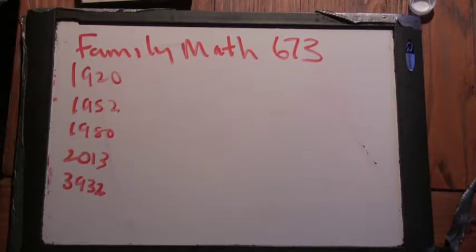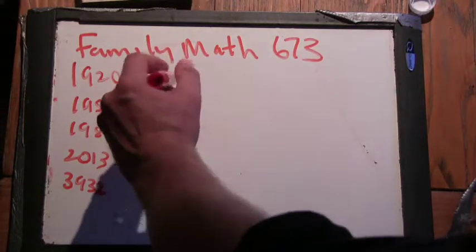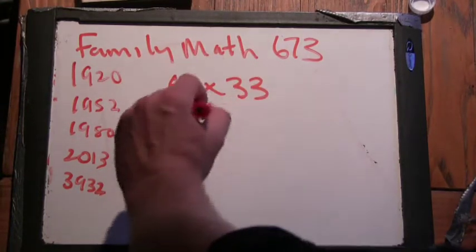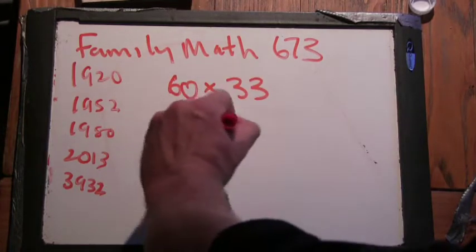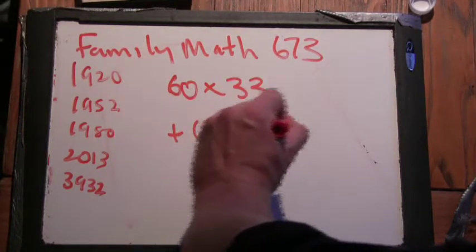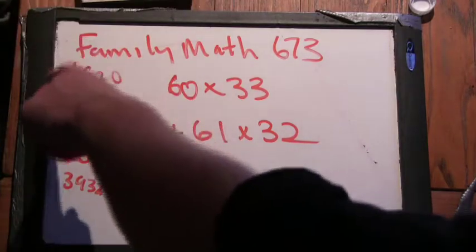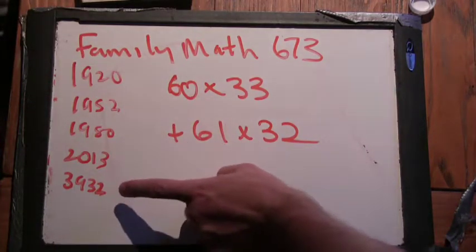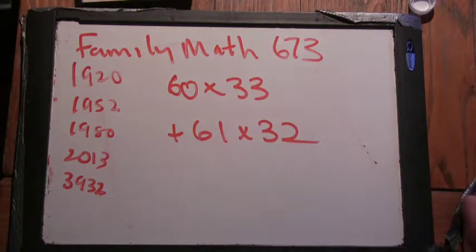So we said we had, what was the equation or the multiplication we had to do? We had to do 60 times 33 plus 61 times 32. Okay. And here are our choices: 1920, 1952, 1980, 2013, and 3,932.